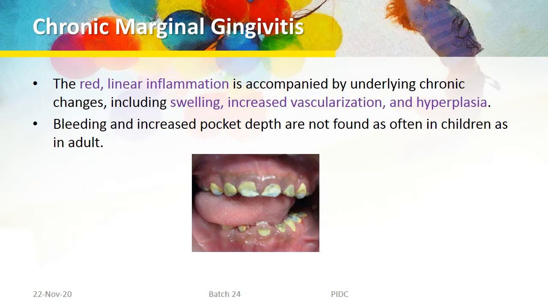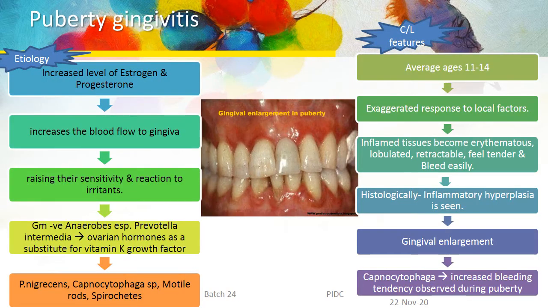Now first coming on to chronic marginal gingivitis. This is just the same as that of adults, but you would not expect such severe disease status in children as is found in adults. Here it presents as a red linear inflammation accompanied by underlying chronic changes including swelling, increased vascularization and hyperplasia. Bleeding and increased pocket depth are not found as often in children as in adults.